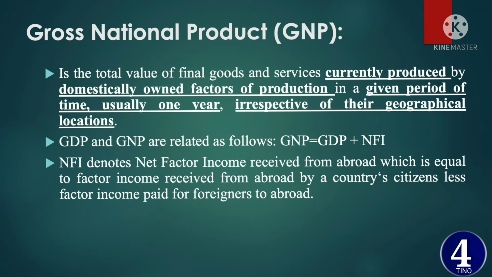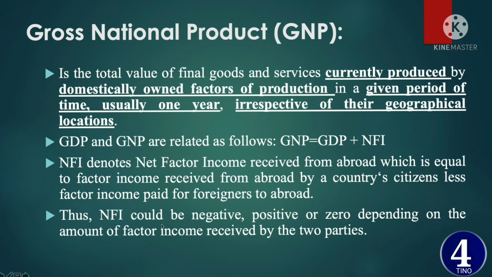NFI denotes net factor income received from abroad, which is equal to factor income received from abroad by our citizens. If we are country red, we will add the factor income, or the output produced by our citizens in a foreign country, country blue, minus factor income paid, or the output produced by foreigners in our country, which is country red. Is that clear for you? We will add factor income, which is output produced by our citizens in a foreign country, minus the factor income that we have paid to foreigners inside our country.